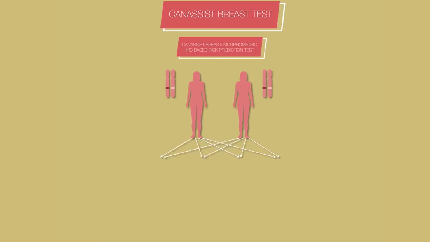CanAssist Breast. CanAssist Breast, a morphometric IHC-based risk prediction test. As per recent NCCN guidelines, multi-gene testing for risk stratification is mandatory in early-stage breast cancer patients before deciding on chemotherapy.